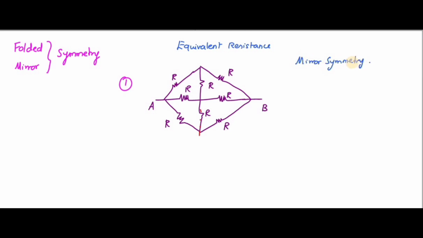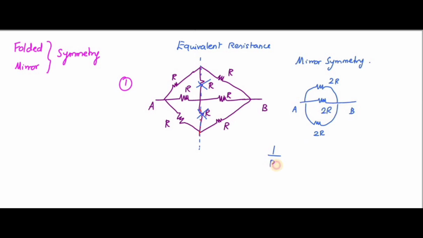So first let us apply mirror symmetry. So what does mirror symmetry mean? If I draw the blue dotted line, you can see you can delete this 2R, okay, and if you see the left and right hand side, both the resistances are the same, right? So I can write R plus R as 2R, and this is 2R, and across A and B I can write 2R, and this one is 2R, okay.